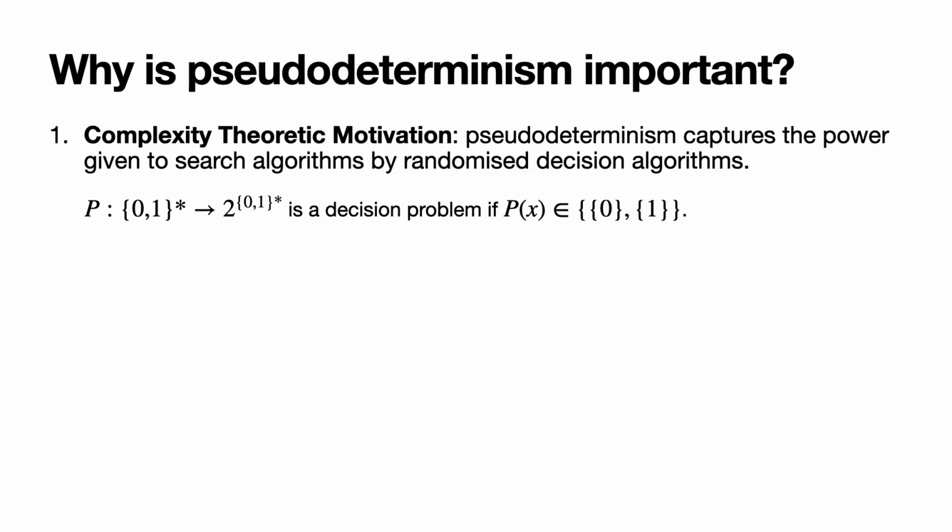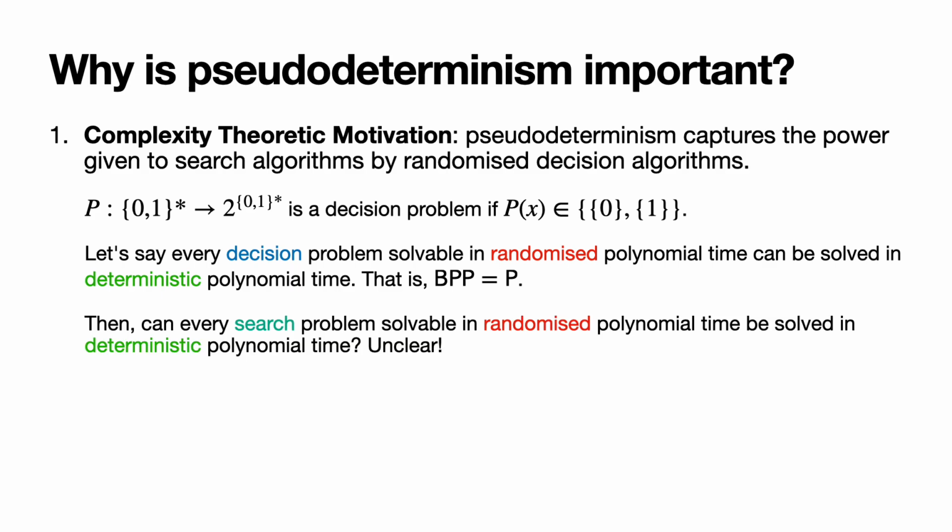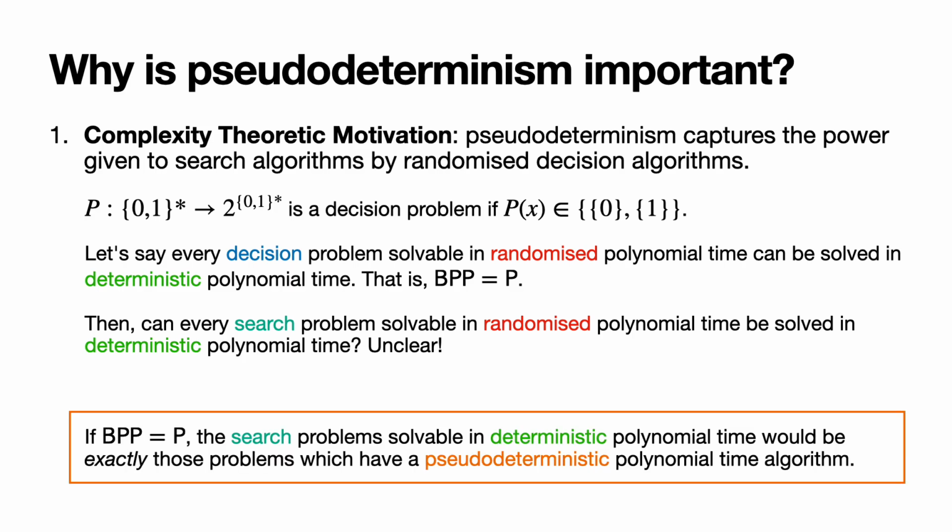Now let's say that every decision problem solvable in randomized polynomial time can be solved in deterministic polynomial time. That is, let's say that BPP is equal to P. Does this imply anything for search problems? That is, can every search problem solvable in randomized polynomial time be solved in deterministic polynomial time? That's unclear. What is known is that if BPP were equal to P, then the search problems solvable in deterministic polynomial time would be exactly those problems which have a pseudo-deterministic polynomial time algorithm.